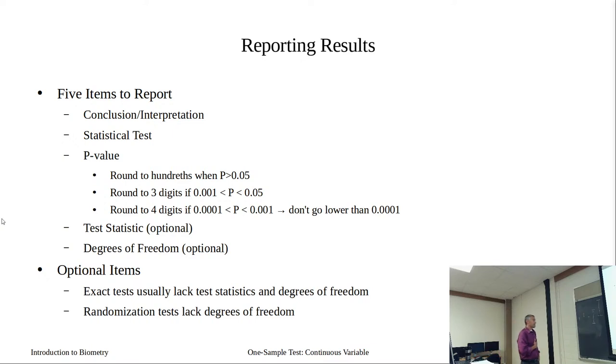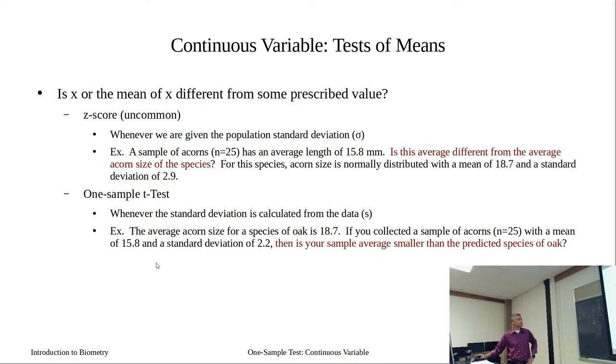Optional items. Exact tests that we'll run usually lack test statistics, and they usually lack degrees of freedom. We're going to run a binomial test where we can actually calculate the actual probabilities of getting data as extreme or more extreme. Randomization tests lack degrees of freedom. We make no assumption about the null distribution, so this is why they were optional.